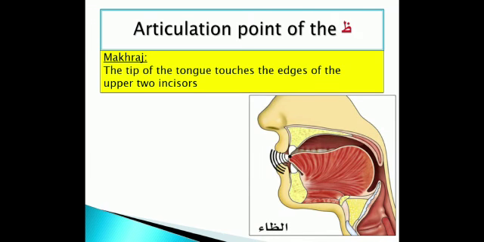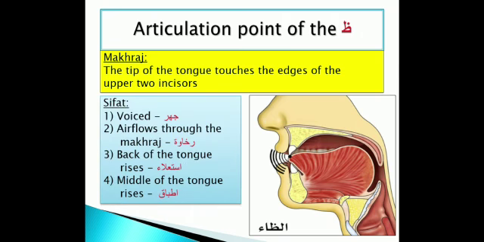The next letter is the letter Dha. The makhraj, the articulation point of this letter, is that the tip of the tongue touches the edges of the upper 2 incisors. This is similar to the letter Ta. In the letter Ta, the tip of the tongue touches the gums. Here the tip of the tongue touches the edge of the upper 2 incisors. And then the letter Dha will be pronounced.